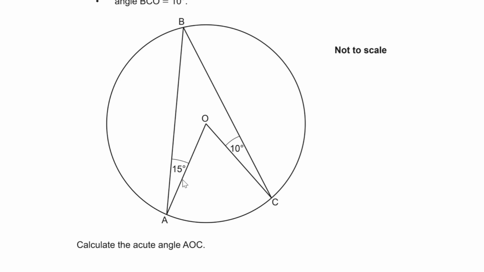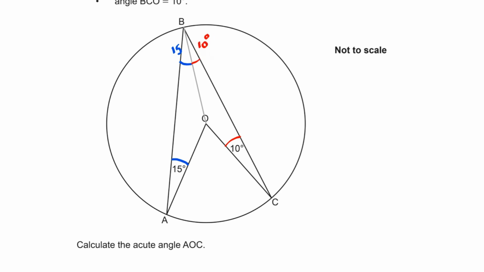Well, what we'll do is we'll split this up like this. So then this angle over here, okay, let's just get a pen out. This angle over here is equal to this angle over here, which is 15 degrees. And this angle over here is equal to this angle over here, which is 10 degrees.